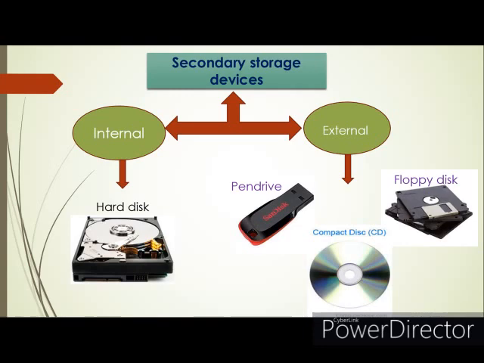And next is external storage devices. External storage devices are portable, or we can keep these external storage devices in a shelf or pouch or somewhere outside the computer. Such secondary storage devices are called external storage devices. Examples are pen drive, compact disk and floppy disk.